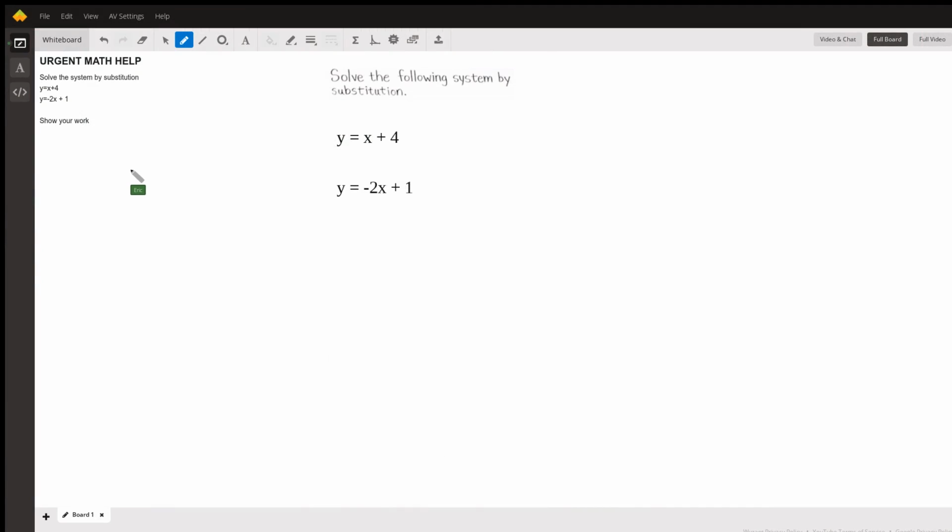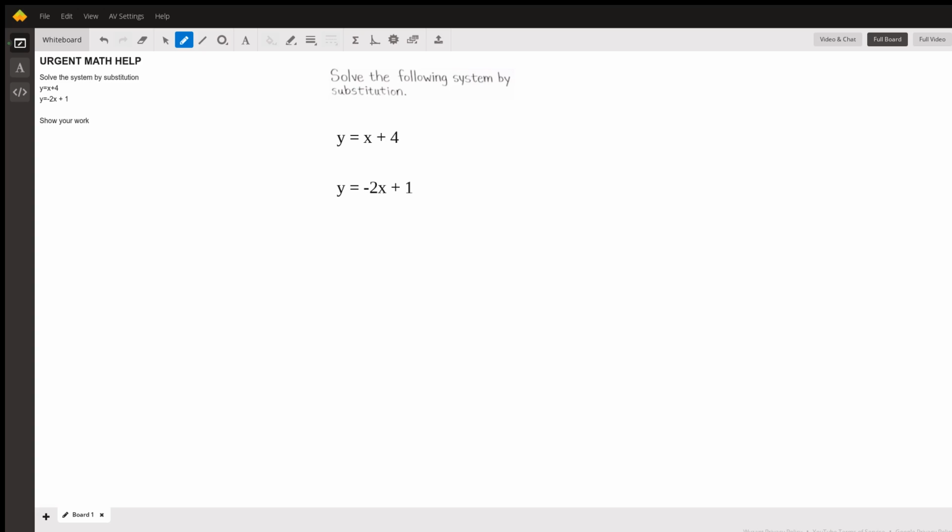Alright, in this problem we're asked to solve the system by substitution. Show your work. So I rewrote the equations right in the center so you can see them more clearly. Solve the following system by substitution. So when we're solving by substitution, we need to have a variable isolated or by itself on one side of the equation. So this scenario is actually the perfect situation for substitution.